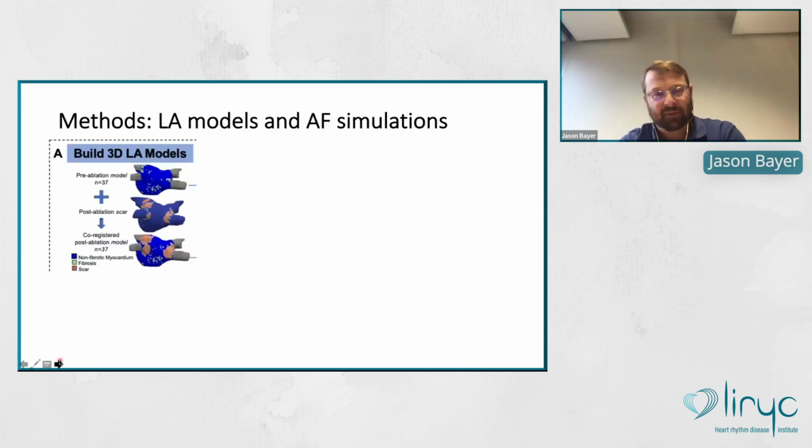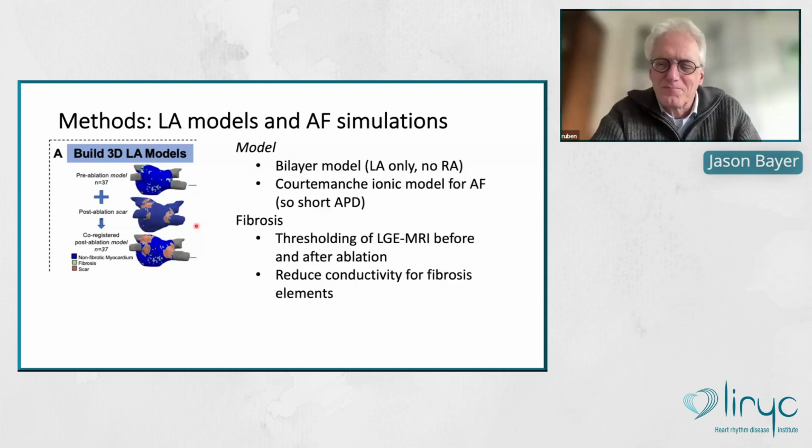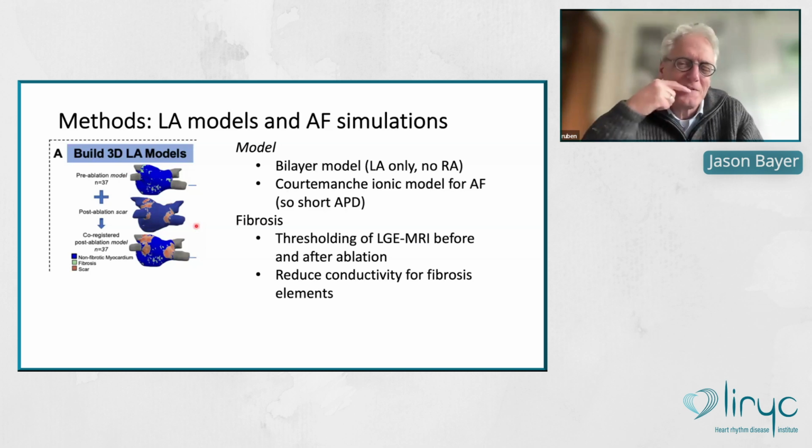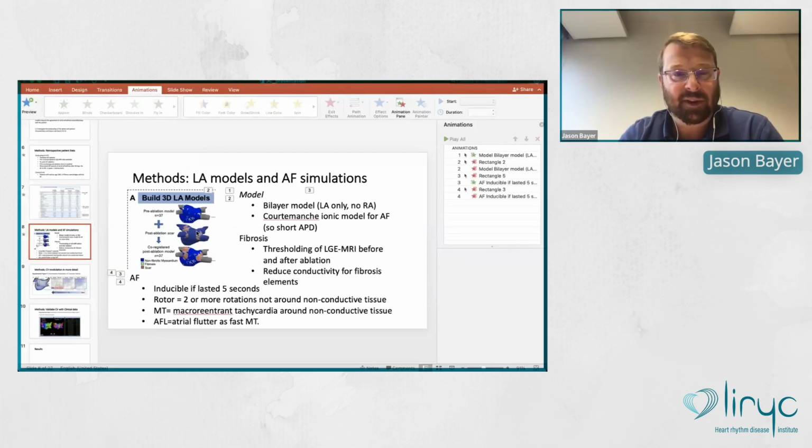So the methods, they have a very nice figure for their methods. And so it goes back to the process I talked about before. They have to build the 3D left atrial models, and they did this using MRI. So they have the model, and using the late GAD data, they could use... Sorry, Jason, can I ask a question about the table? Yeah, sure. Let me go back.